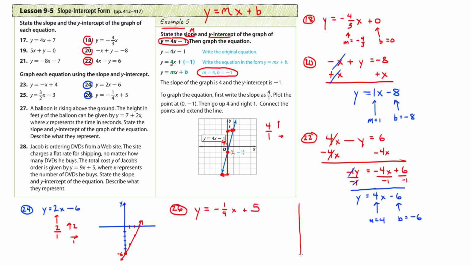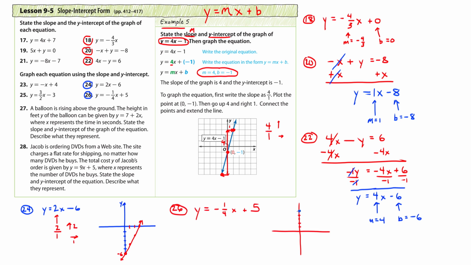So I'm going to graph this. I'm going to draw my x and y axis. The first thing I'm using is this y-intercept of 5. So I'm going to go up to 5. 1, 2, 3, 4, and 5. And I'm going to put a dot there. So there's my y-intercept of plus 5.